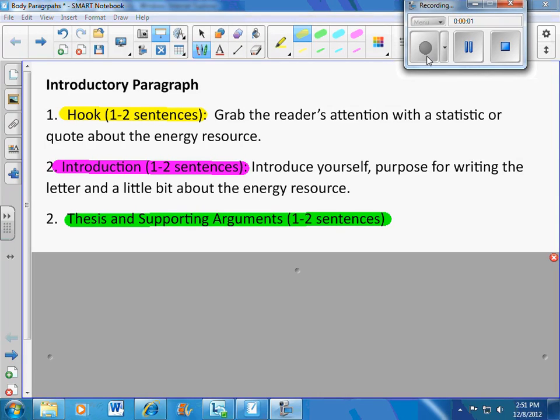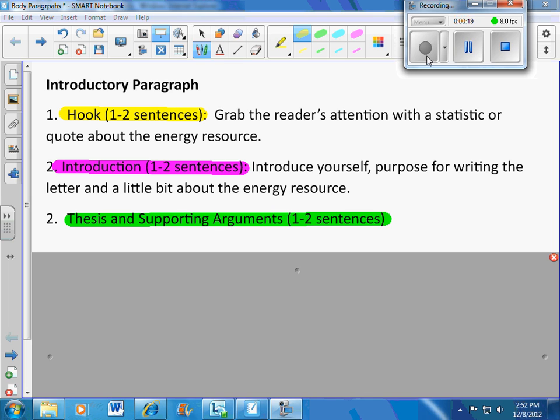Let's learn how to write an introductory paragraph for your persuasive letter. Like with your I believe speech, your persuasive letter is going to start with a hook, 1 to 2 sentences that really grab the reader's attention. A great idea would be to start with a statistic or a quote about your energy resource.